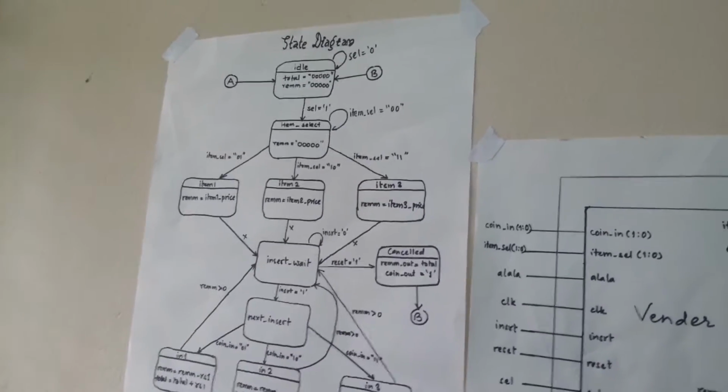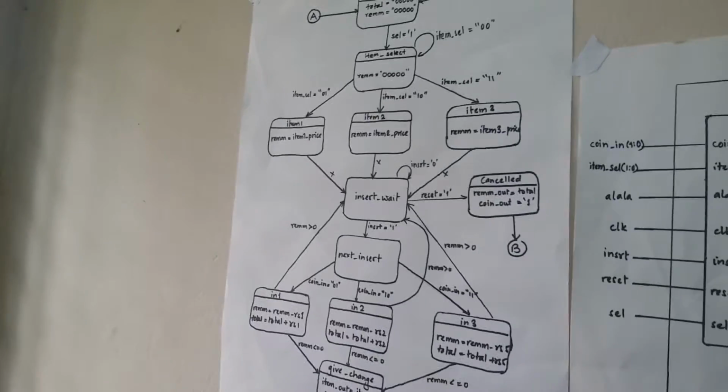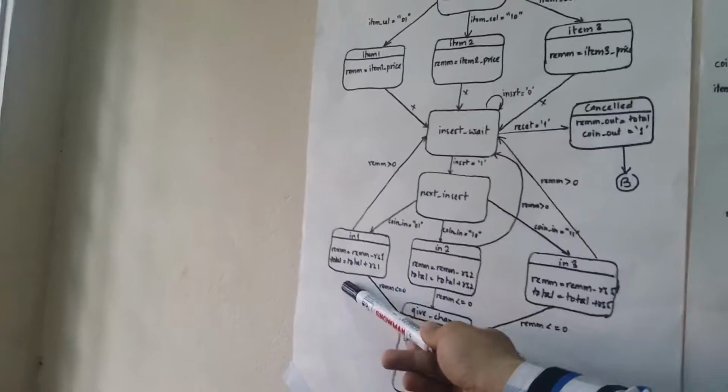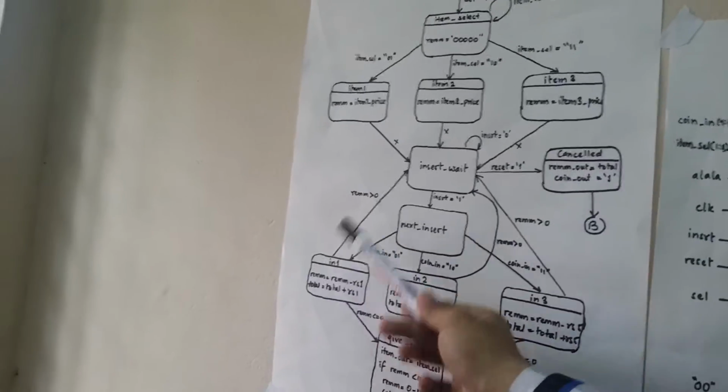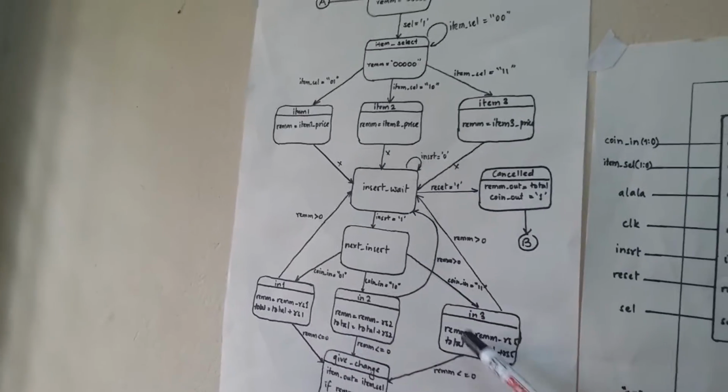We have allowed the user to insert 3 different types of coins. First, if the user enters a one rupee coin, then it enters in one. Similarly, they can enter a 2 rupees coin or a 5 rupees coin.